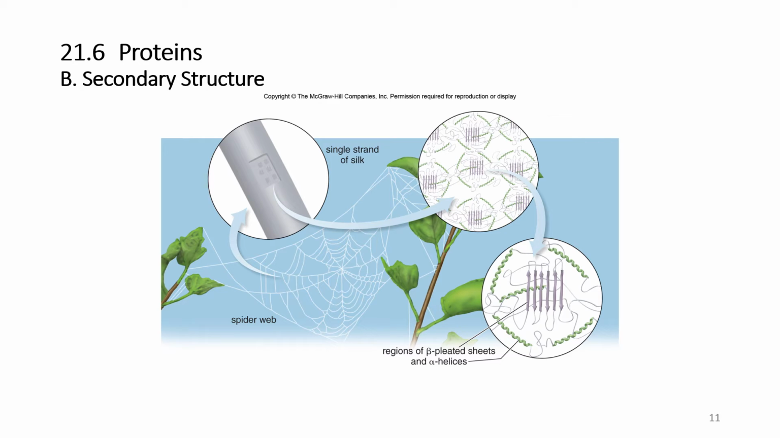So this is the secondary structure of silk, and it's organized, obviously. So this is a single strand of silk, and we see that we have alpha helices, we have some random regions, and this ordered beta pleated sheet that's central here. And keep in mind that silk is a very strong molecule.